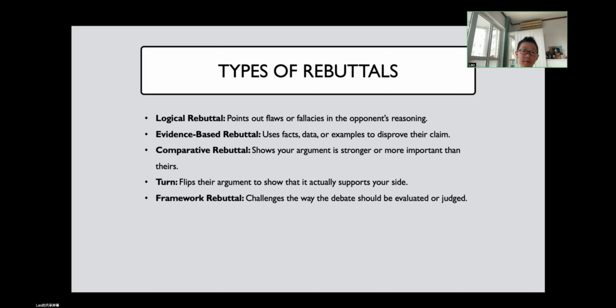Turn rebuttals flip their argument to show that it actually supports your side. Like, you're flipping the argument to say, actually, this shows something, and this supports our side. Framework rebuttal, though this is not recommended, challenges the way the debate is evaluated or judged. Like, maybe you're rebutting the definition of the motion.